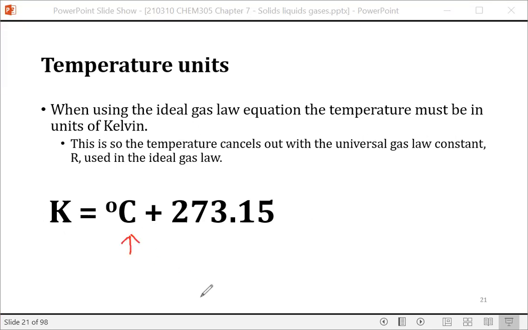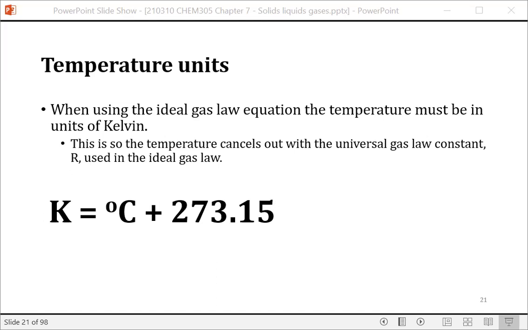Most often you're going to be given your temperature in degrees Celsius because that's what we measure in the lab with our lab thermometers. And to convert it to Kelvin, you add 273.15. If you're given your temperature in Fahrenheit, convert it to Celsius. And then from Celsius, you can convert it to Kelvin using 273.15.